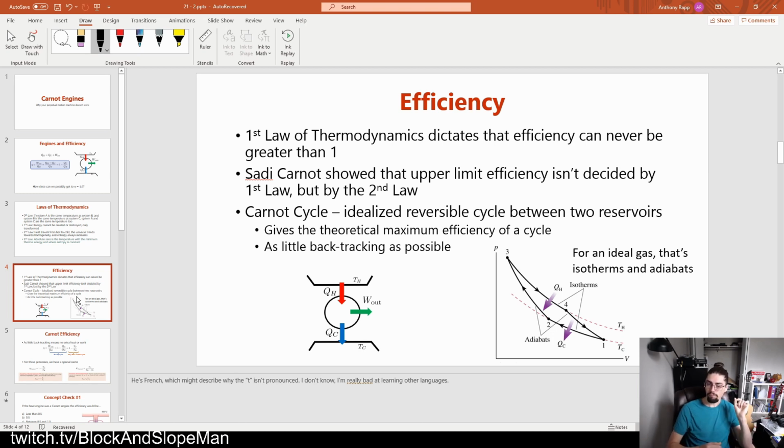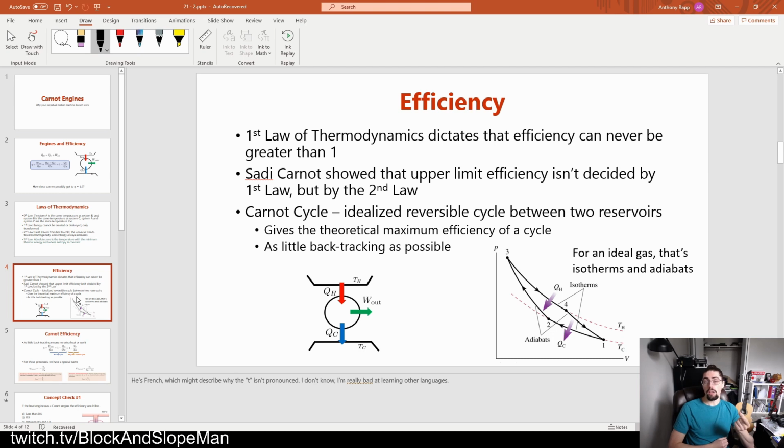So he figured out that the most efficient cycle you could possibly have, named after him, the Carnot cycle, is an engine that exclusively has isothermal and adiabatic transformations. That is how you get the most efficiency out of your engine. You only have those 2 types of transformations, right? At least for an ideal gas engine.